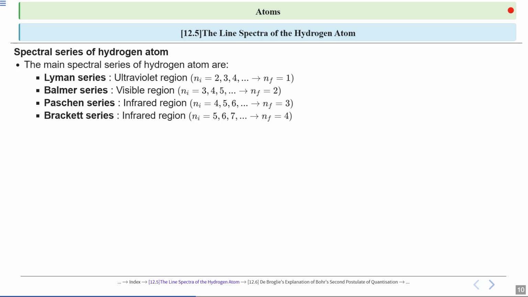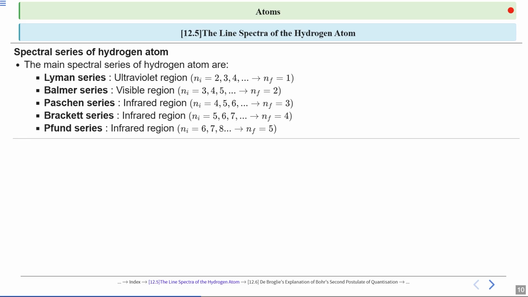The Brackett series also lies in the infrared region. Here the electron falls from n equal to 5, 6, 7 and so on down to n equal to 4. Notice how as the final energy level increases, the emitted light shifts further into the infrared, meaning even longer wavelength and lower energy photons.